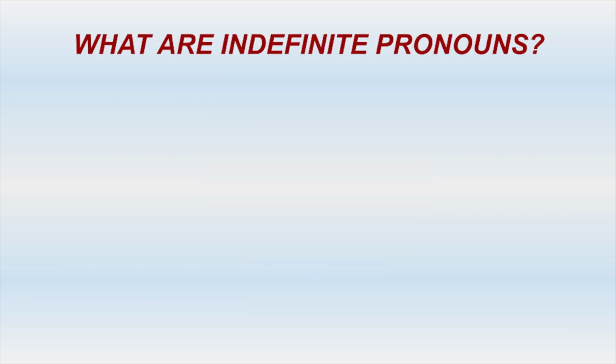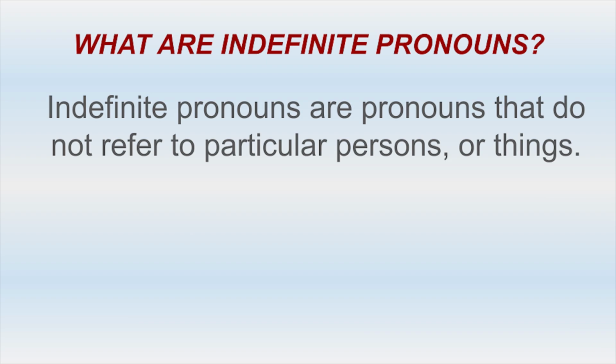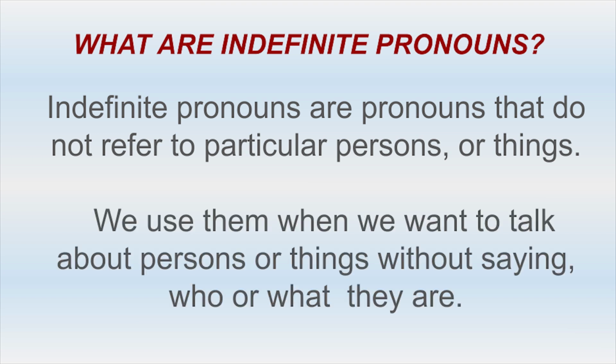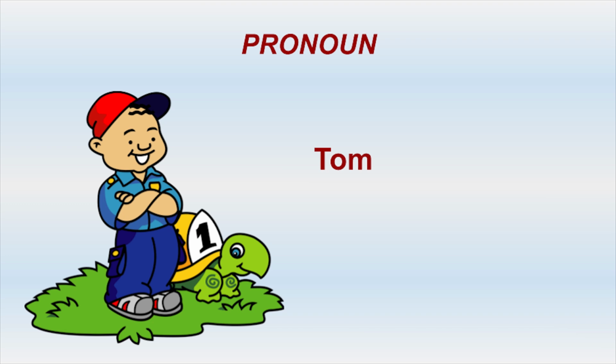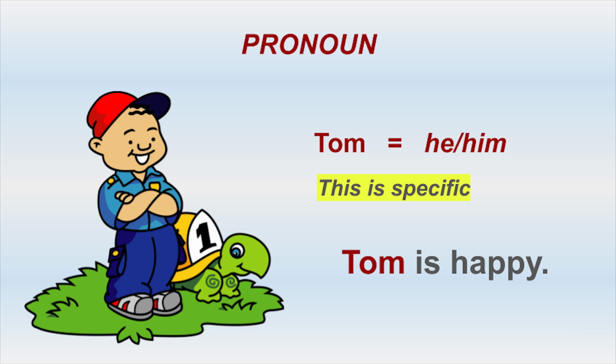What are indefinite pronouns? Indefinite pronouns are pronouns that do not refer to particular persons or things. We use them when we want to talk about persons or things without saying who or what they are. So we know that a pronoun stands in the place of a noun. If we are speaking about Tom, we may use he or him. That's specific. Tom is happy or he is happy. When we say he is happy, you will know we are talking about Tom.